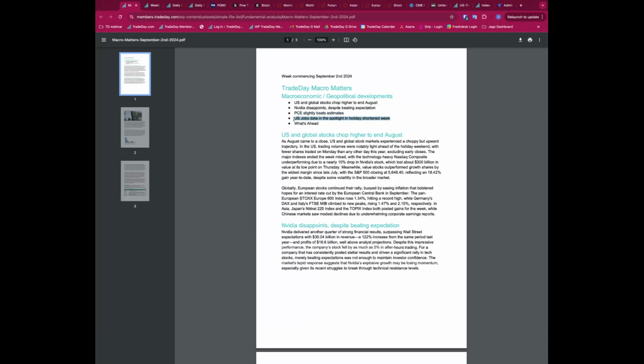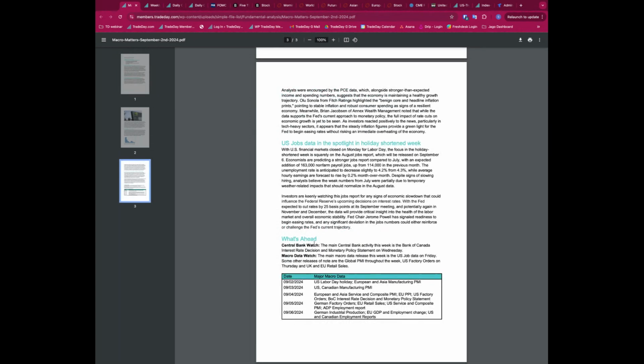And obviously it's a holiday-shortened week this week, with yesterday being US Labor Day. Jobs data is very much in focus. Let's jump down to the major points on the calendar we're looking at. Yesterday was US Labor Day. We did get the European and Asian manufacturing PMI data yesterday. Today we get the US and Canadian PMI, obviously with markets closed yesterday, playing catch up today. So those are going to be important.